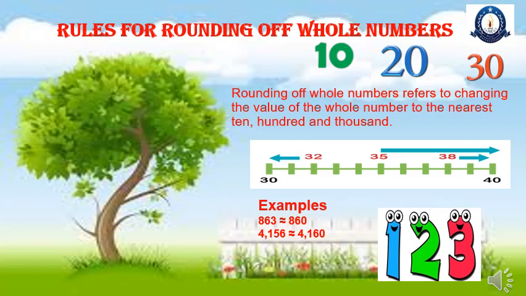Now let's see another example. 8156. Which number is on the place of tens? 5. The next number is 6. 6 belongs to the up family. So 5 will go one step up. In place of 5, 6 will come. And in place of 6, we will add 0. Again, why are we adding 0? Because we are rounding off to the nearest 10. So the answer will be 8160. 81 will be as it is because we are not working with 81. Here we are doing rounding off to the nearest 10.